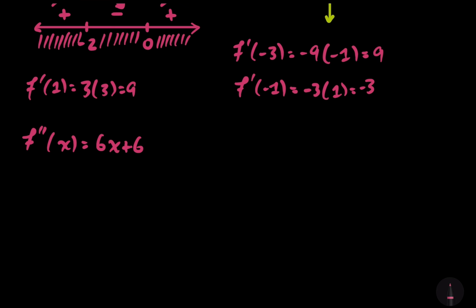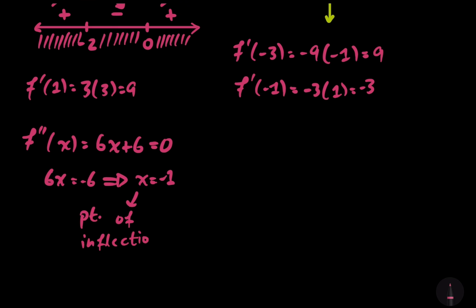So when we're looking at inflection points, or at least candidates for inflection points, we just need to find the points at which f double prime is equal to 0. And so then we get 6x is equal to -6, which tells us that x is equal to -1. And so this may be a point of inflection.